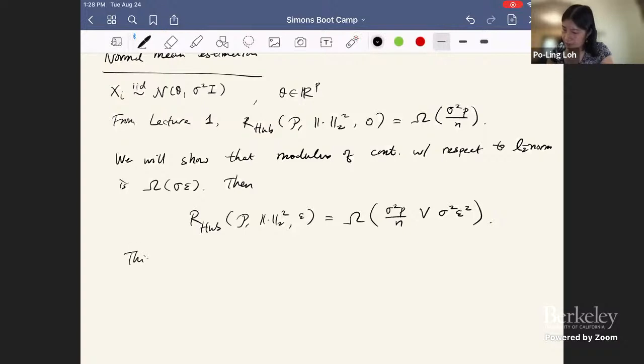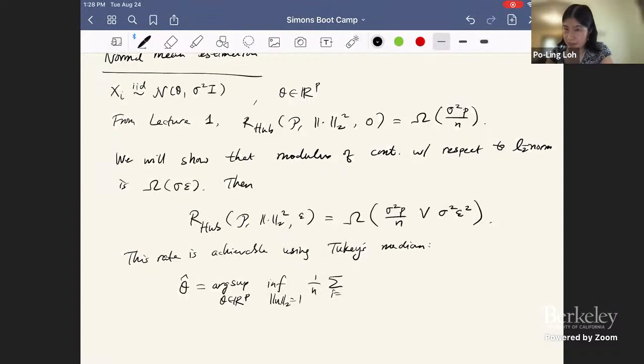And this rate is achievable using what's known as Tukey's median. Again, I'm not going to prove that this actually works, but Tukey's median is defined as the arg sup over theta in R to the P, infimum over unit vectors u, of 1 over n, sum i goes from 1 to n, indicator u transpose (xi minus theta) is bigger than or equal to 0.